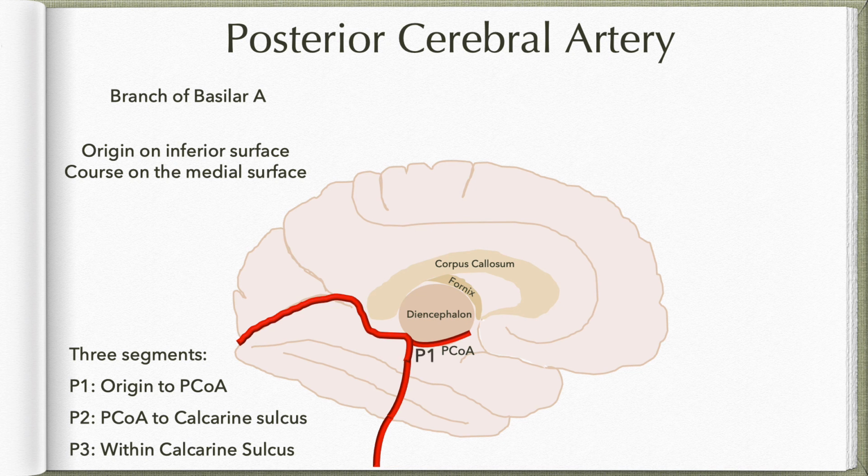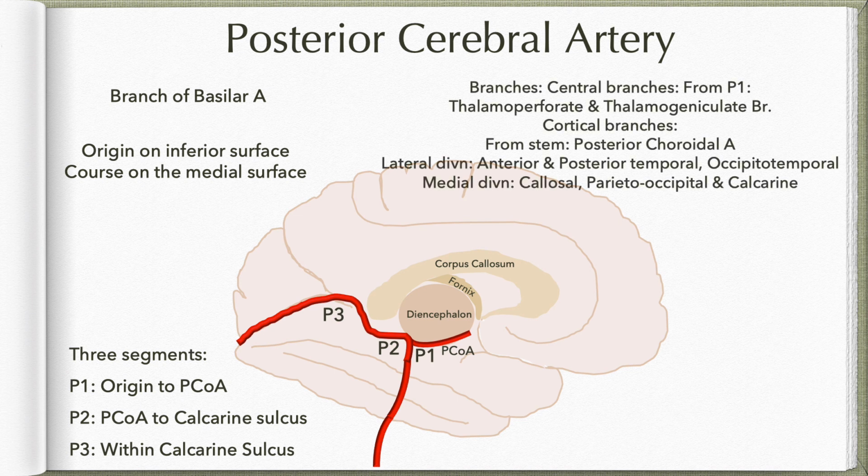The P1 segment is from its origin till such point where it joins with the posterior communicating artery. P2 segment is from the point of junction with the posterior communicating artery till the artery reaches the calcarine sulcus. And P3 segment is that part of the artery which is within the calcarine sulcus. Now coming to the branches, again the branches are divided into central branches and the cortical branches. Central branches arise from P1 segment. They include both thalamoperforate and thalamogeniculate branches. Now thalamogeniculate branch, actually they will arise from the P2 segment beginning.